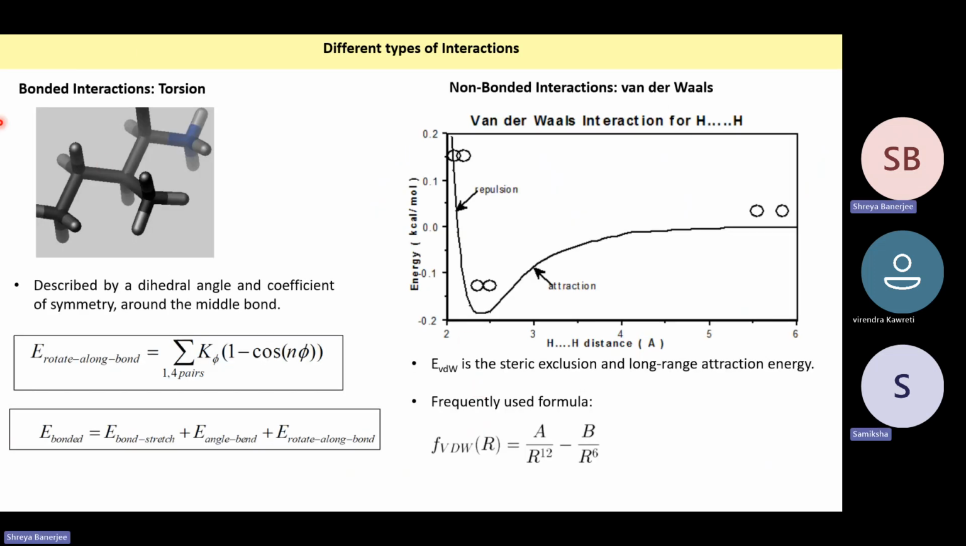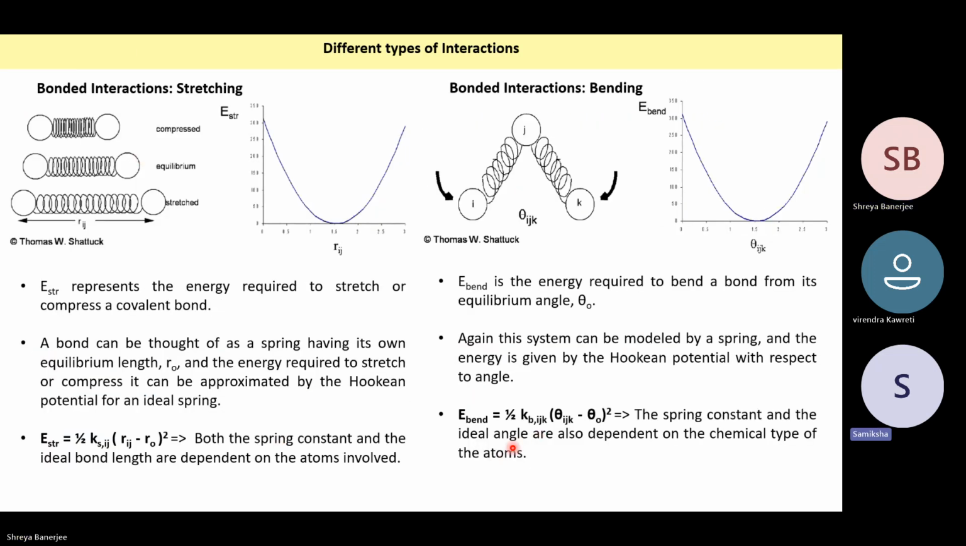How to calculate this? Sorry? Hello. Hello. Yes, I can hear you. How to calculate this Kij? This will be in this vector form.